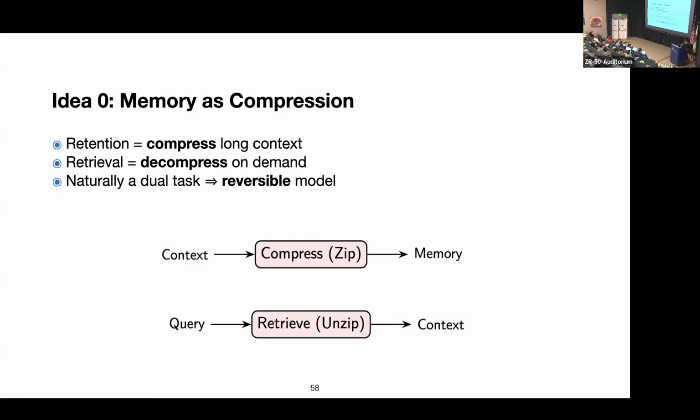So we want to improve the implicit memory mechanism. The first idea is that we can interpret memory as compression. The retention is like you compress the original long context into a compressed memory format. And the retrieval is like decompressing on demand based on your current query. So this naturally makes it a dual task. You have X to Y, and you want to recover X from Y.